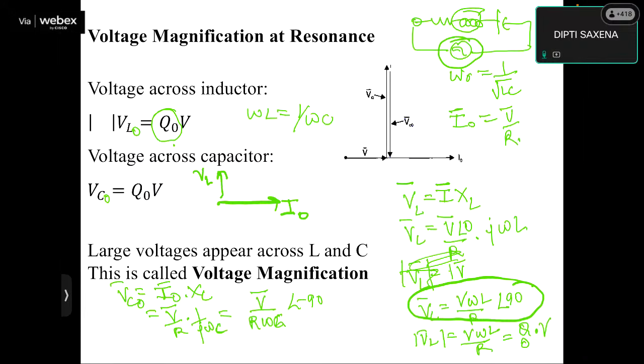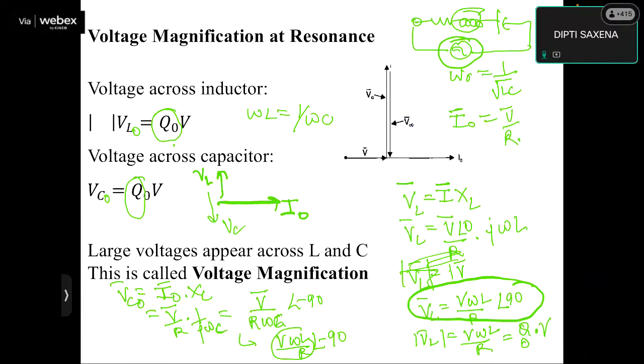So replacing 1 upon omega C by omega L, you will get V omega L by R at an angle of minus 90 degrees. That is, the voltage across the capacitor is also amplified by a quality factor. But the phasor direction of the capacitor voltage is at minus 90 degrees, that is, the phasor direction will be downwards. That is equal to VC.